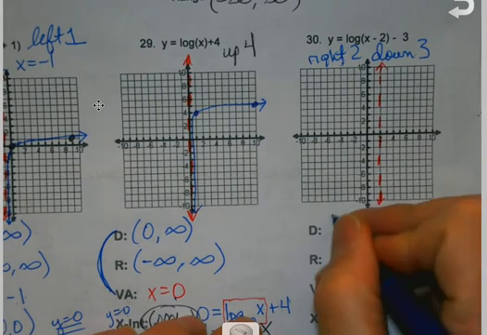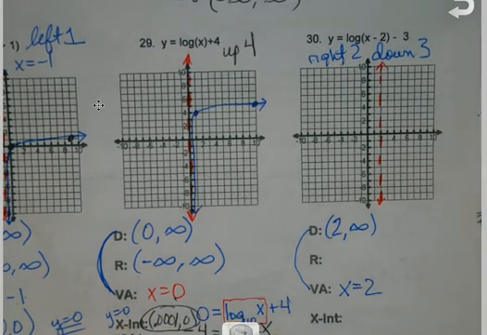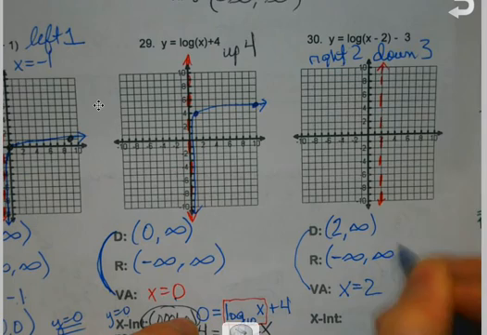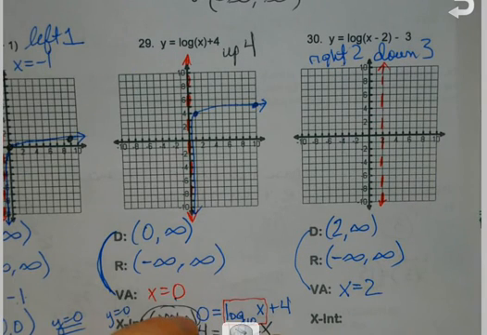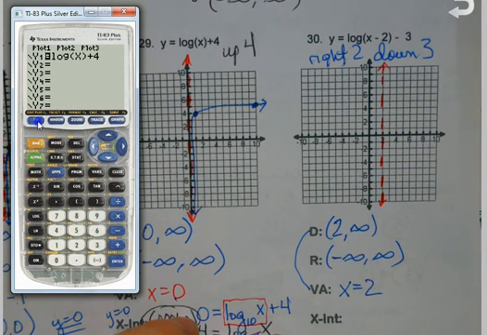Exactly. My domain directly connects with my vertical asymptote, so it is 2 to infinity. My range still isn't going to change. So once I have that set, now I'm ready to go to the calculator. And again, make sure you're typing it in exactly the way that it is on there. So close after the -2. Make sure that -3 is after, so we're shifting down.